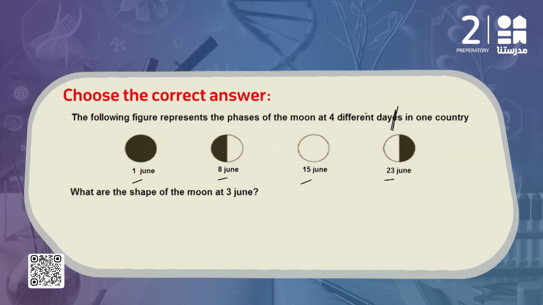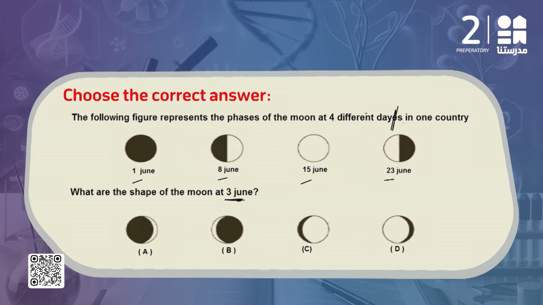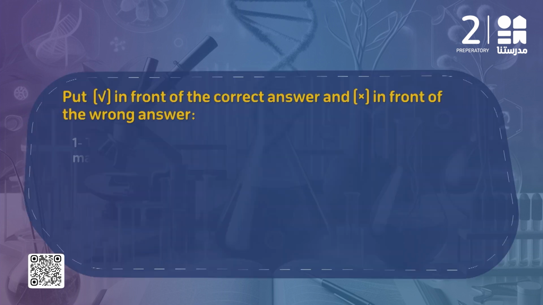What is the shape of the moon on the 3rd of June? For the 3rd of June, right away we remember the crescent. Which one of these phases? It will be represented by phase A. This would be the correct answer, during the first crescent of the lunar month.